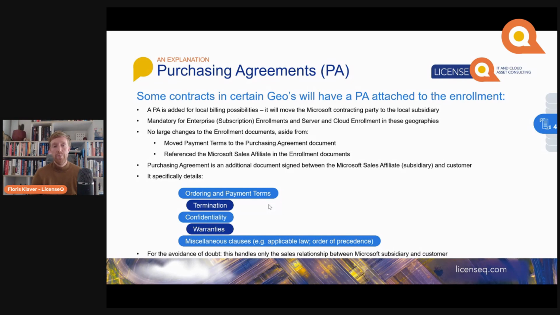With this change to a purchasing agreement, what they basically did is say, okay, you still sign a contract with Microsoft Ireland or the EOC, the EMEA Operating Center, but billing will be done by the subsidiary of Microsoft that is present in your country. So, for instance, in Netherlands, it's Microsoft BV. So, with a purchasing agreement, Microsoft BV gets to send you the bill. And why do they do this? Then they can add tax.